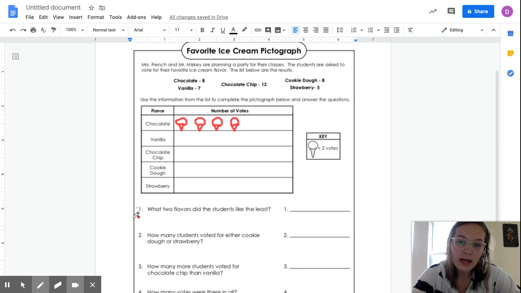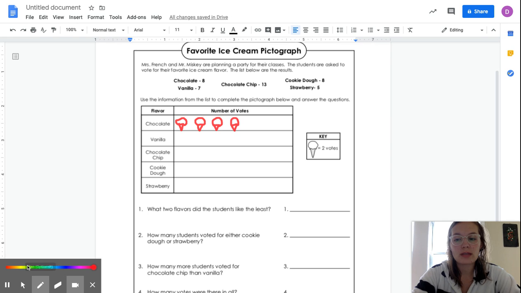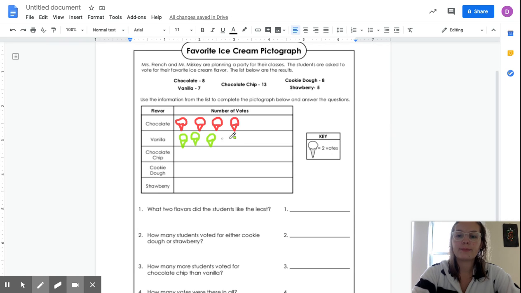However, vanilla has 7 votes, and 7 votes is a little bit tricky. Let's start together and see where the problem arises. Vanilla, we need 7 votes. There's 2, 4, 6. If I drew another ice cream cone, I would have 8 votes, but vanilla only had 7 votes.